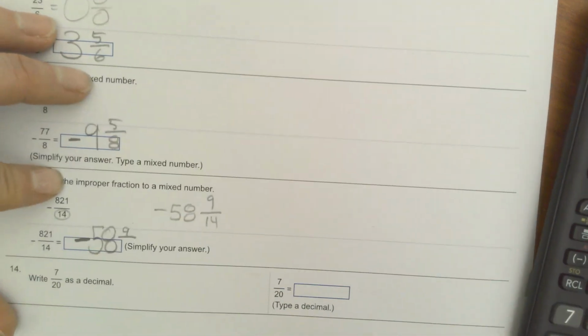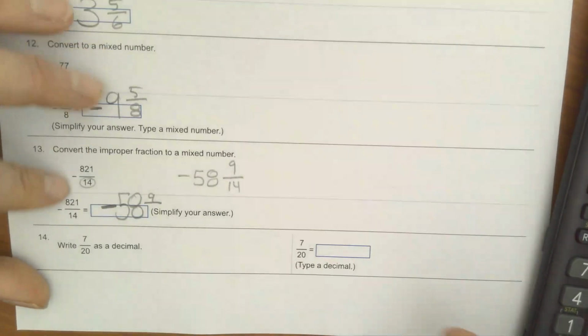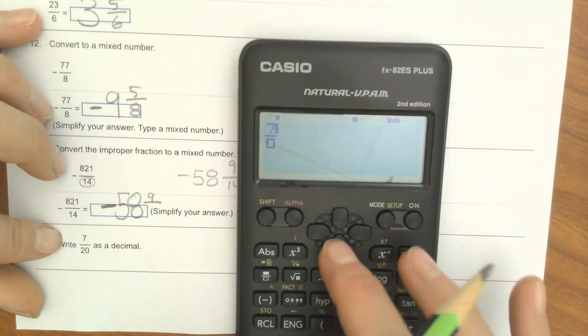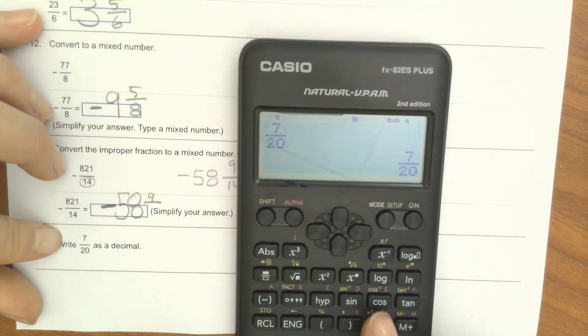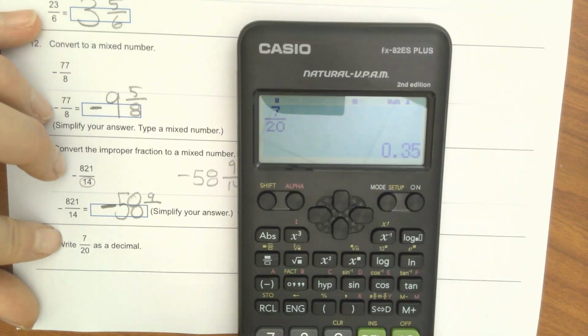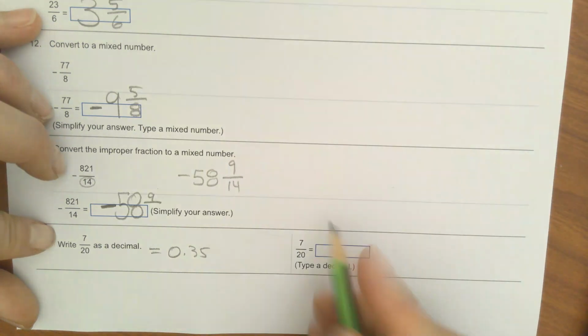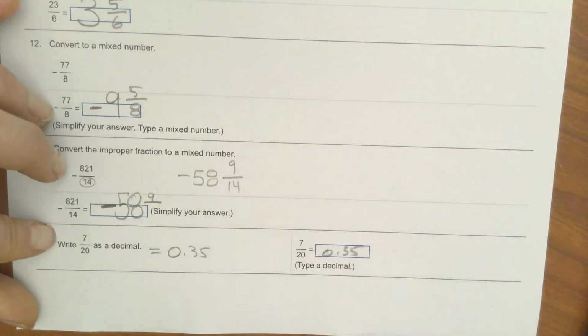Last one, write this as a decimal. Oh, okay. 7 over 20. And then SD, D stands for decimal, so I'm going to hit that, and that's equal to 0.35. There, 0.35. Okay.